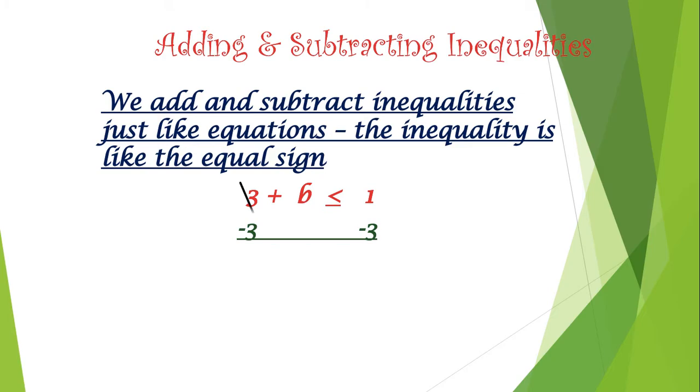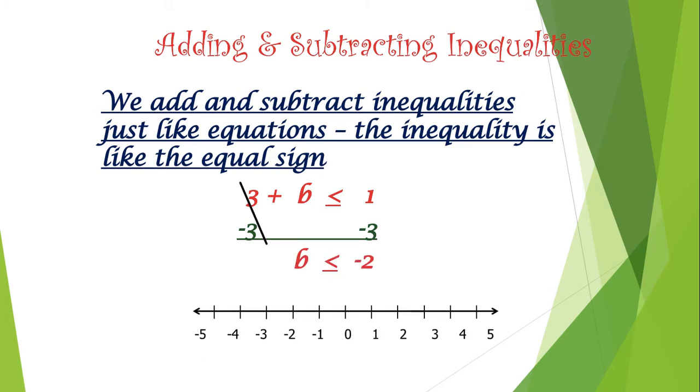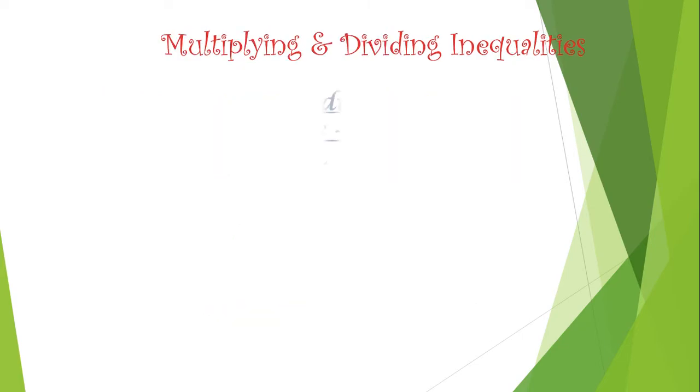The same way, we need to put the inverse of positive 3. Plotted on the number line, it says b is less than or equal to negative 2. That means negative 2 is included, and less than, it will move towards the left side.